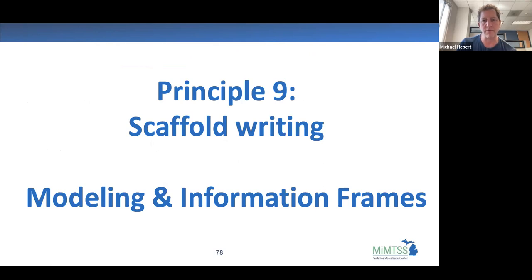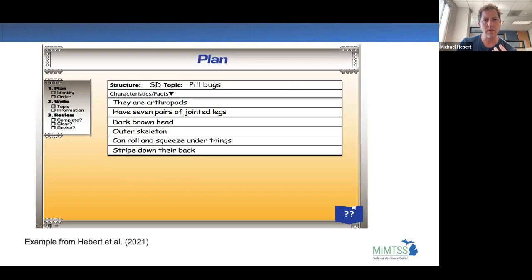So I'm going to show you how to scaffold writing using the information frames that I shared with you previously, and by modeling for kids how to write, right? So here's an example. This is from an intervention that I've been developing called Structures. This intervention focuses on teaching a lot of the principles that I've talked about today, right? So when kids get to this point, they already know how to identify the text structures. They can discriminate amongst them. They've learned how to take notes using frames like this one here. And then I give them an information frame and I teach them how to write, right?